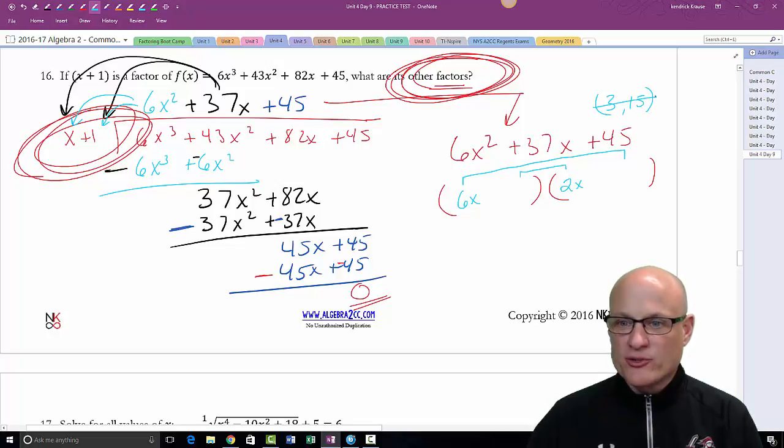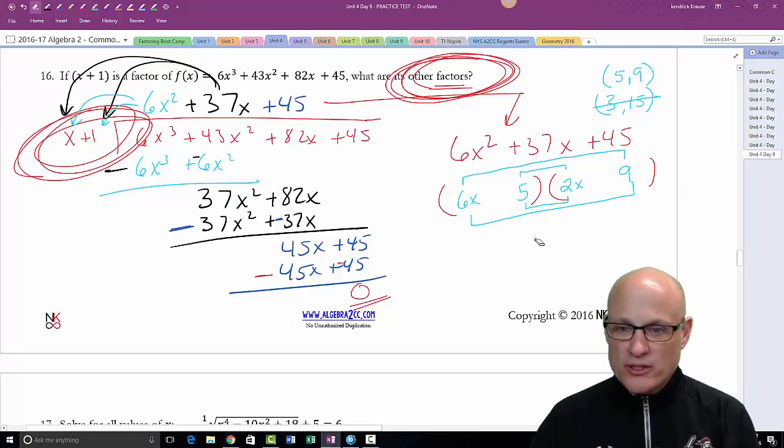And now I'm going to go back to 5 and 9. Let's see. I can't put the 9 with the 6, so the 9 would have to go here, and the 5 would have to go here. Let's see. That's 54 and 10. Nope. That's not going to work. So let's try 3 and 15 again. Now I can't put the 3 here. I can put the 3 here, and I can put the 15 here.